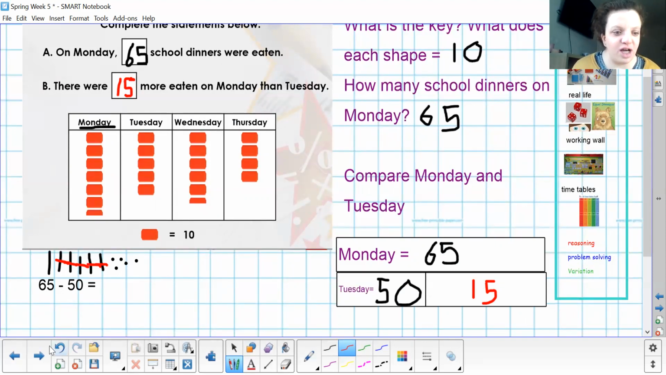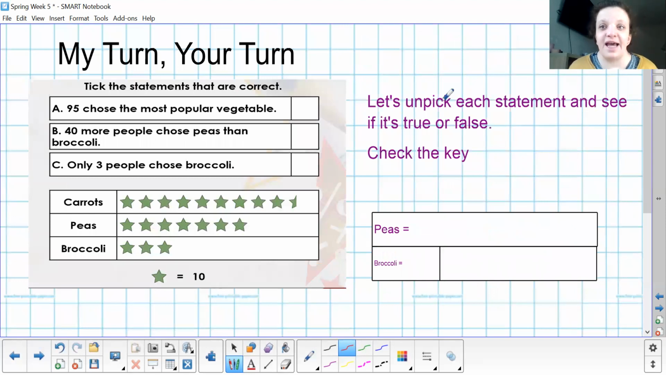Okay, well done. Right, now I'm going to let you have a little bit of a go at this one. So let's unpick each statement and see if it's true or false. So on this one, we've got to tick the statements that are correct. So we're going to see which ones are true and which ones are false. So let's check the key. How much is 1 star?